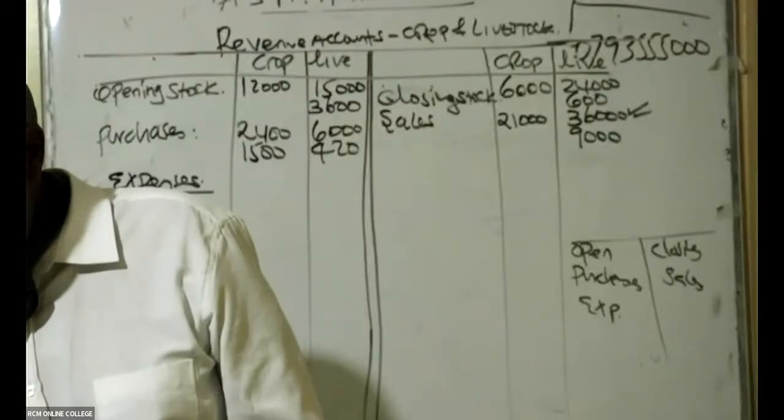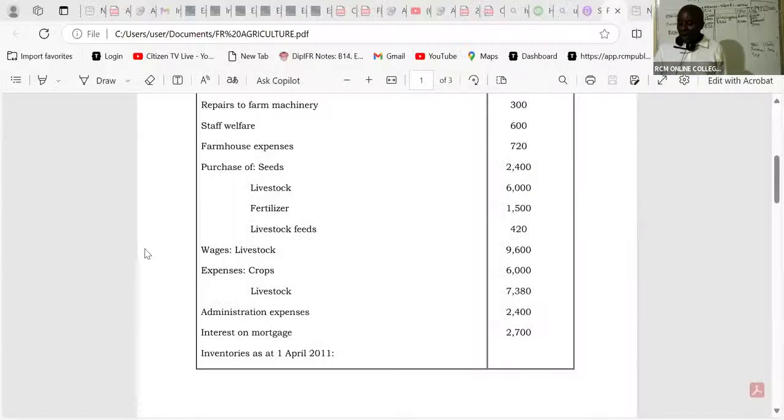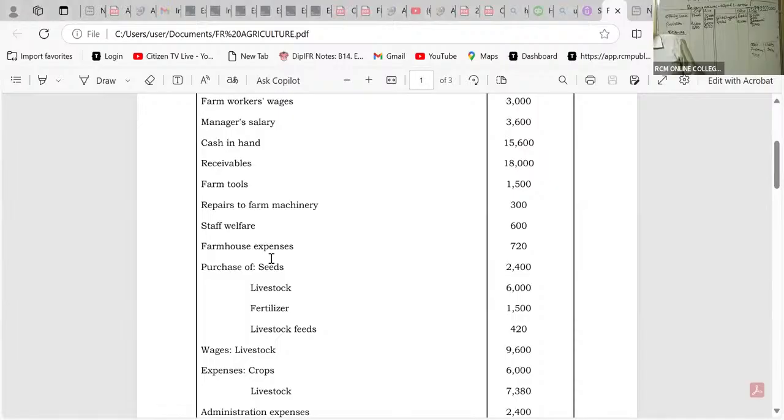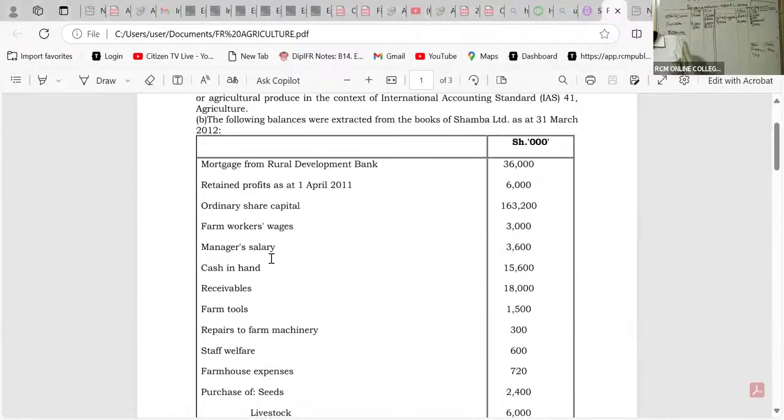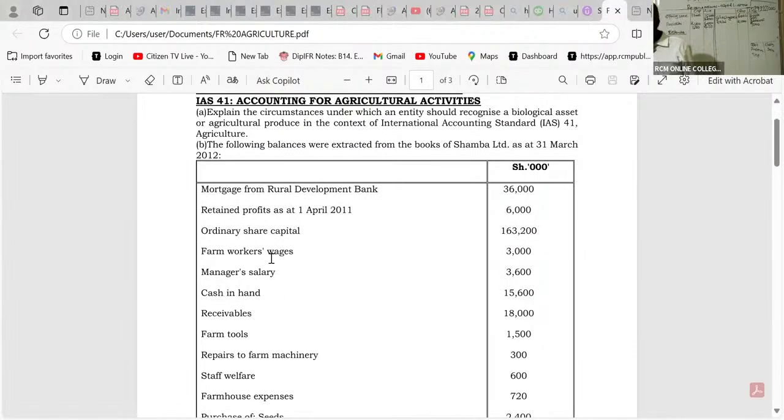So now we start, ladies and gentlemen. Now we are looking for our expenses. The very best way that I normally tell my students to work out which expenses are specific is to simply run through your trial balance first. For example, these farm workers' wages, you see 3,000, are given for all the biological assets. So this 3,000, you can't book it here.